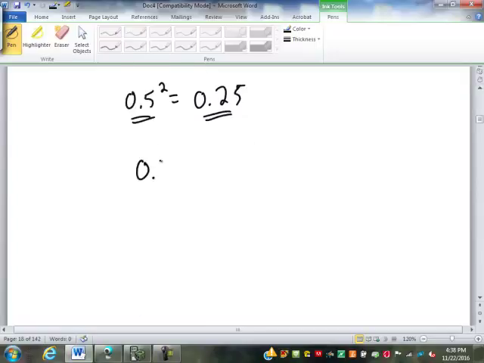For example, if I have 0.12 to the third power, that's smaller than 1, so my result is going to get smaller. I get 0.001728.